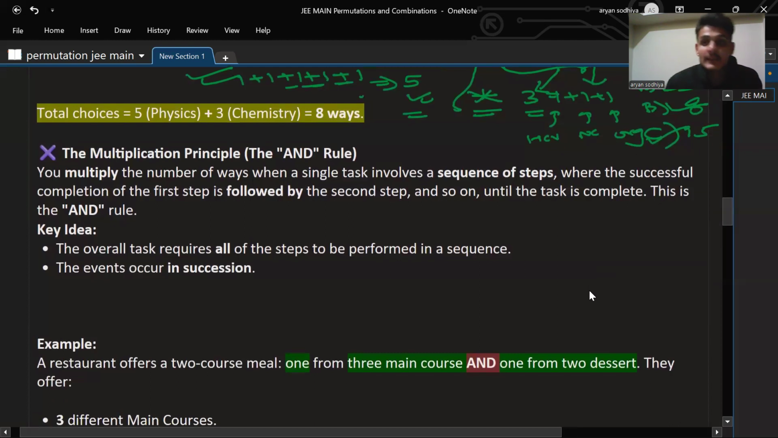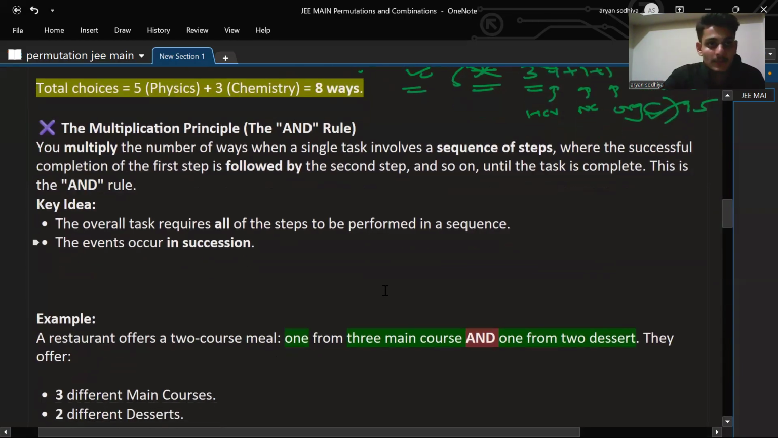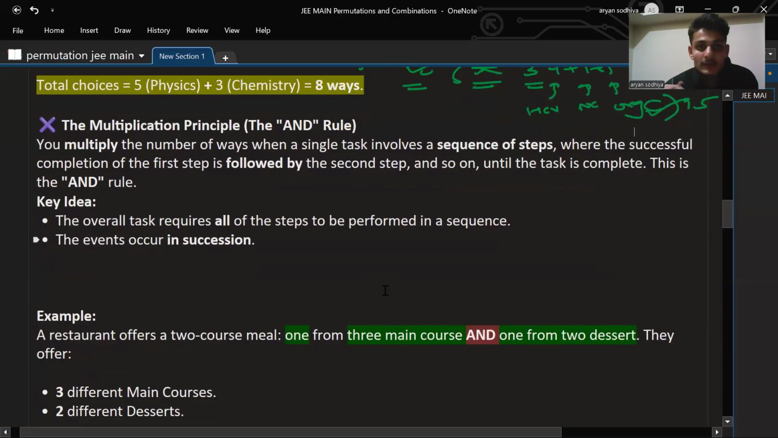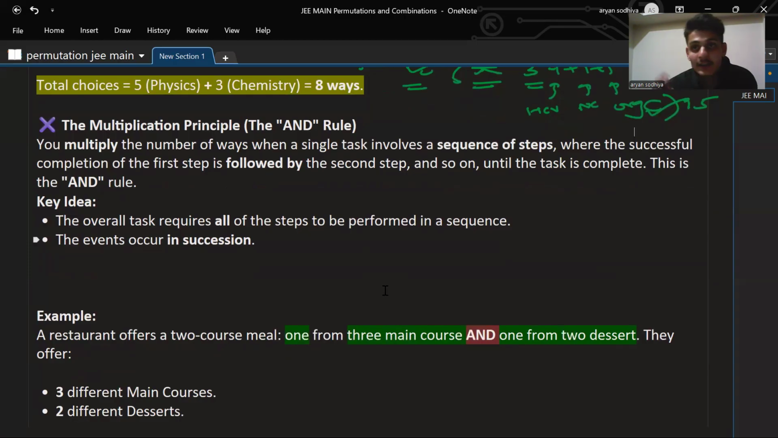Now, let's take one more example because it will help you to understand this topic in a deeper and easier manner. Okay, so the multiplication principle. You can multiply the number of ways when a single task involves a sequence of steps, where successful completion of the first step is followed by the second step, and so on until the task is complete. This is the "and" rule. The overall task requires all of these steps to be performed in a sequence. The events occur in succession.